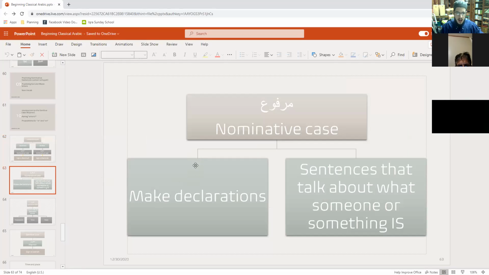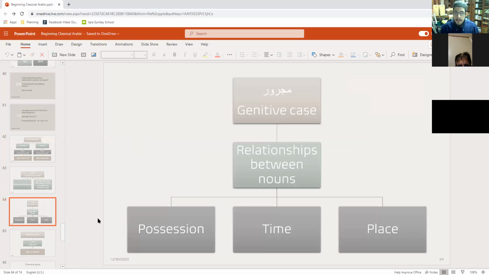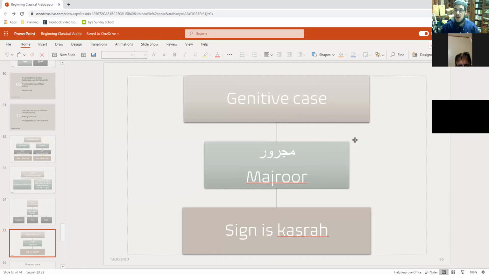The nominative case, we said, was about making declarations, basically is and are statements. Now with the genitive case, we're talking about possession. Not yet, it'll be next lesson. We're talking about time and place. If something is in the genitive case in Arabic, we call this majroor, and the sign of it being majroor is having a kasra on the end.